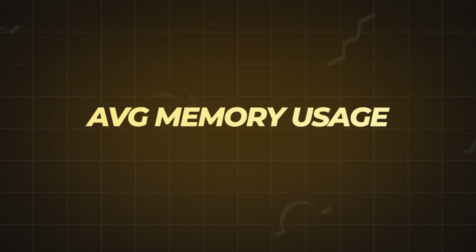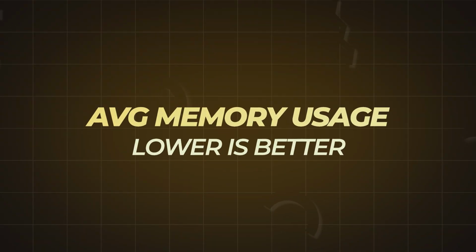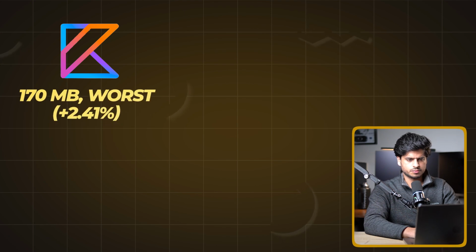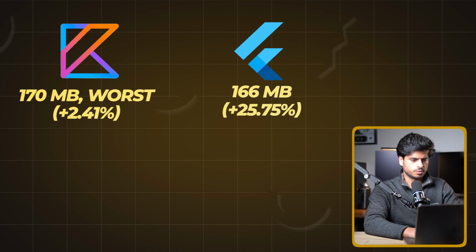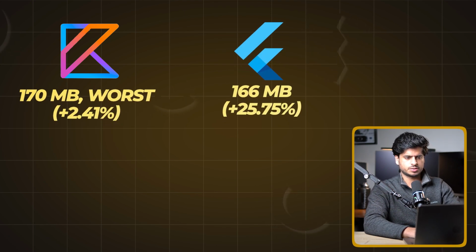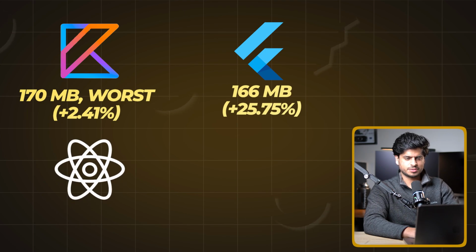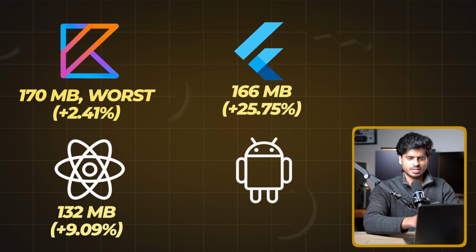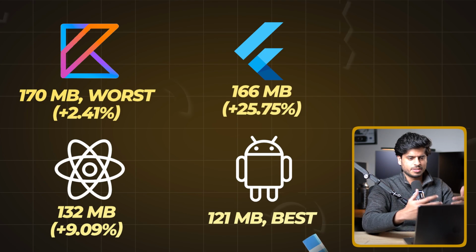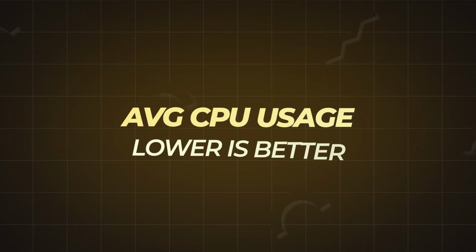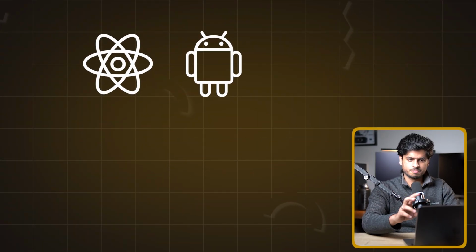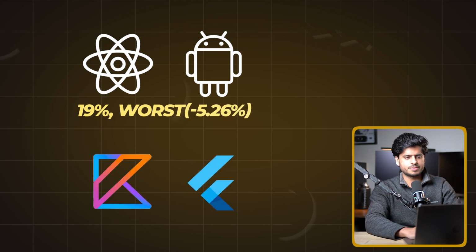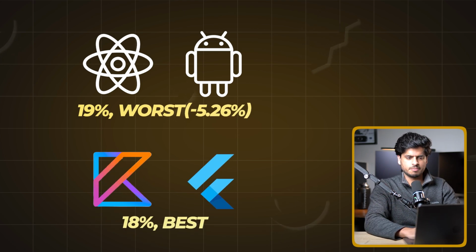Let's talk about average memory usage. The lower is better. KMP is at 170 MB, which is worse, like 2.4% worse than Flutter, which is 166 MB, which is 25% worse than React Native, which is 132 MB, which is 9% worse than Android Native, 121 MB, the best, of course. Then average CPU usage for React Native and Android Native both, it's like 19%, which is 5% worse than Flutter and KMP combined 18%, the best. So even in this case, I think there is no clear winner, so I gave 0.5 points to all.